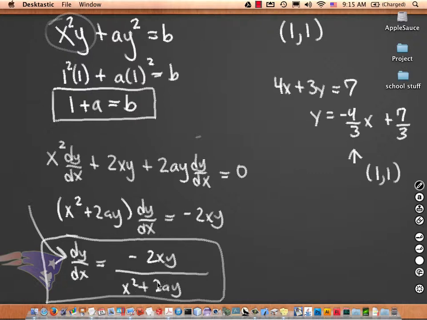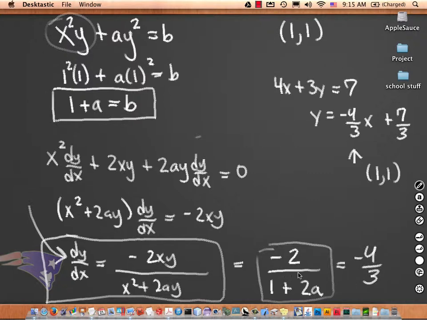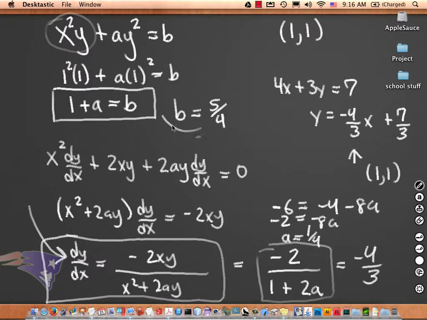So all I have to do is plug in 1, 1 right here, and I'll get negative 2 over 1 plus 2a, and this is the slope of the tangent line, right? By plugging in 1, 1. Well, that's supposed to equal what? Negative 4/3. Now you solve for a, that's exactly right. Multiply 3 up here, so that's negative 6. Multiply 1 plus 2a up here, so that's negative 4 minus 8a. So negative 6 equals negative 4 minus 8a. Add 4 over, so this is negative 2 equals negative 8a. Divide by negative 8, a has to equal 1/4. So b is 1 plus 1/4, or 5/4.